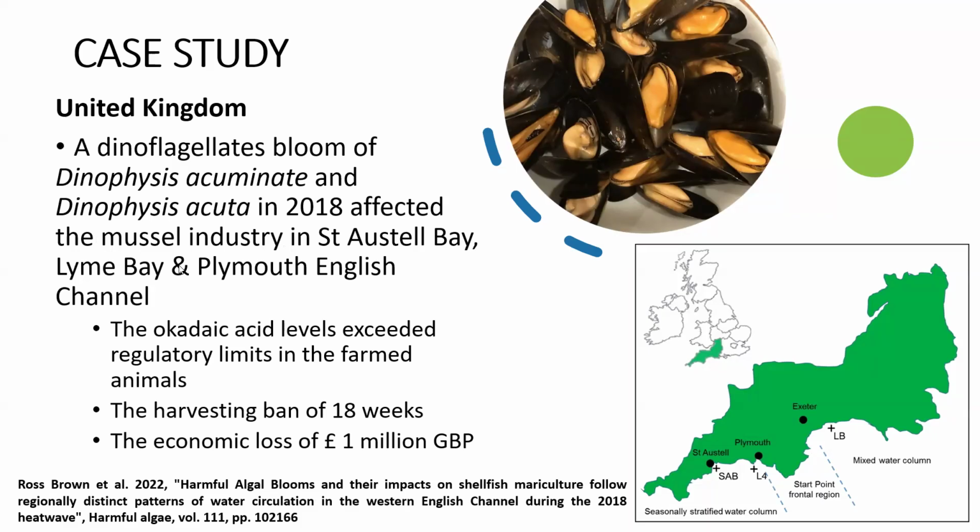This bloom was dominated by 2 species of dinoflagellates, including Dinophysis species and Karenia mikimotoi. The Karenia mikimotoi bloom occurred over 2 weeks in August and comprised up to 88% of the standing phytoplankton biomass in St. Austell Bay, whereas the Dinophysis species also bloomed from May to September, constituting up to 28% of the phytoplankton biomass. Now, these dinoflagellate species were responsible for the economic loss of 1 million Great British pounds, and upon analysis, the data showed that the accumulation of toxin exceeded regulatory limits, resulting in an 18-week harvest ban.